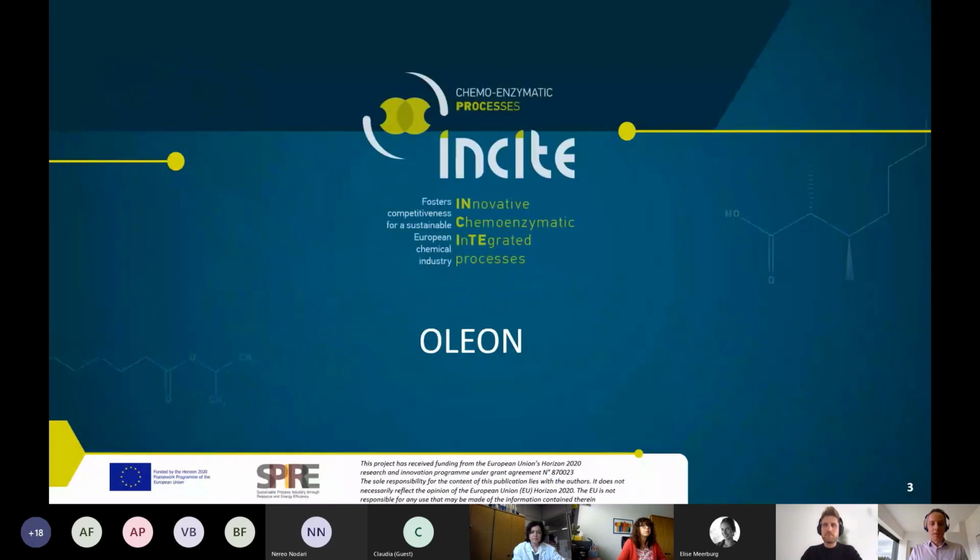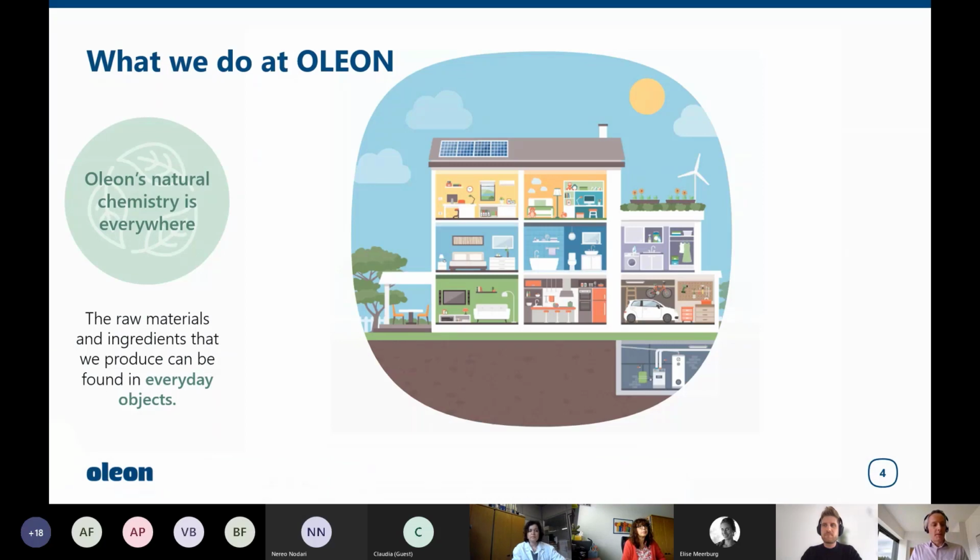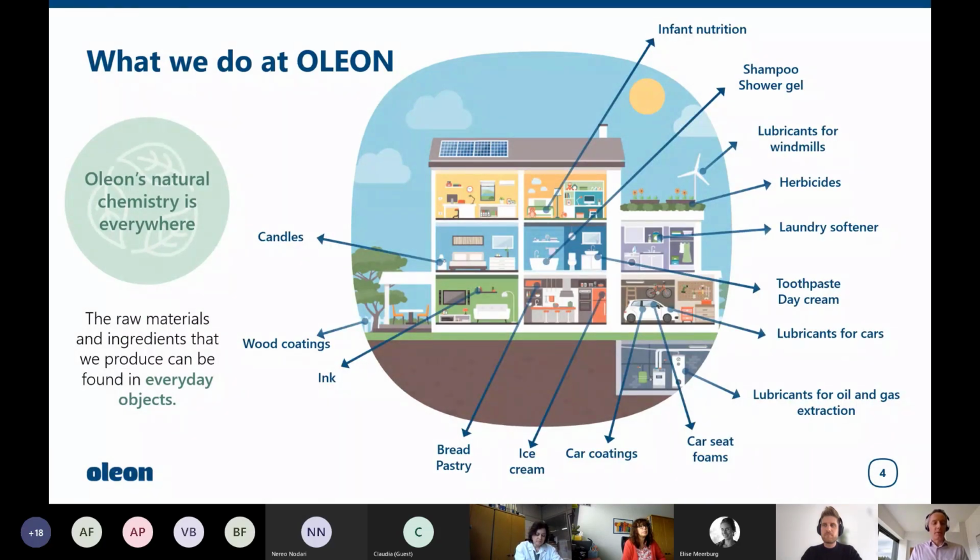So first, a brief introduction to Oleon and to say who we are. Oleon is a leading producer of oleochemicals. Its natural chemistry can be found literally everywhere in everyday life, as you can see illustrated on the picture.